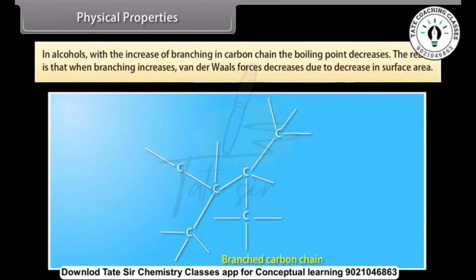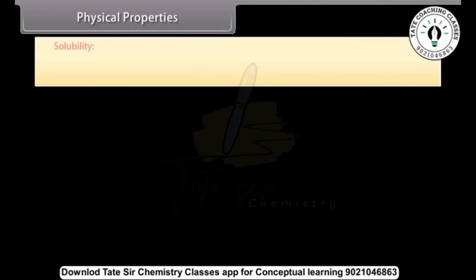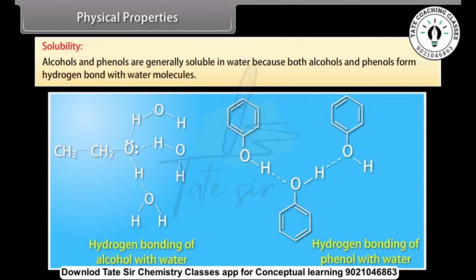In alcohols, with the increase of branching in the carbon chain, the boiling point decreases. The reason is that when branching increases, van der Waals force decreases due to decrease in surface area. The hydrogen atom in the OH group of alcohols and phenols is bonded to an electronegative oxygen atom, therefore it is capable of forming hydrogen bonds. Solubility. Alcohols and phenols are generally soluble in water because both alcohols and phenols form hydrogen bonds with water molecules.